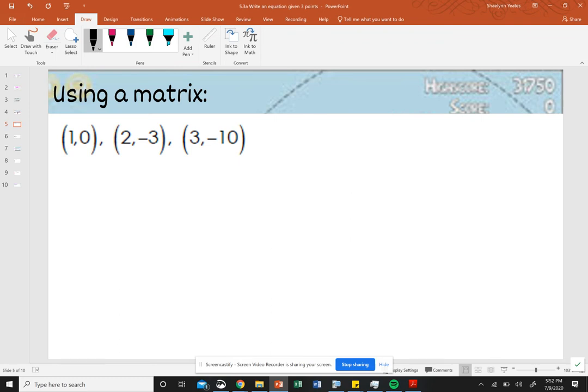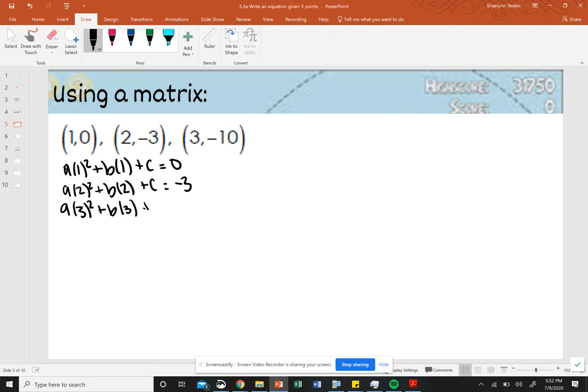So I set up the same equations. I have A 1 squared plus B 1 plus C equals 0. And then I have A 2 squared plus B 2 plus C equals negative 3. Then I've got A 3 squared plus B 3 plus C equals negative 10.